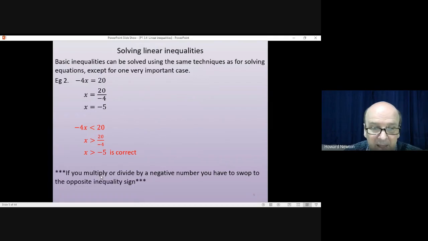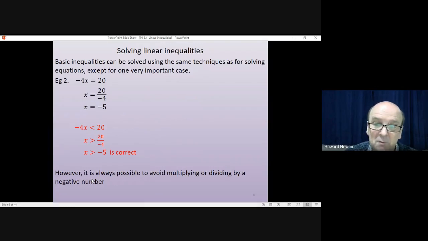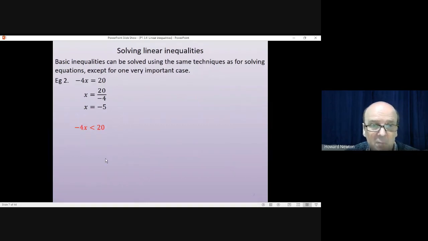However, it's never necessary to do that. It is always possible to avoid multiplying or dividing by a negative number. And in general, that's what I do. Rather than create any confusion, I choose to find another way to do the question. So coming back to this question, minus 4x is less than 20.